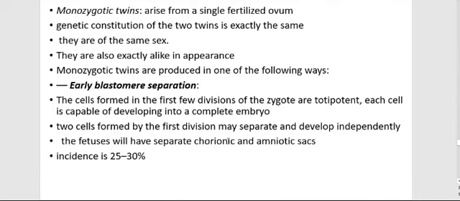At the first cell division, when we have two cells, the two cells will separate and start forming individual human beings. At that stage, we're just at the cell stage. We haven't formed the trophoblast, so each of these will form their own trophoblast. We haven't formed the embryoblast, so each of them will form their own amniotic sac. They will lie in separate amniotic sacs, and they'll also have separate placentas. The incidence is 25 to 30%.